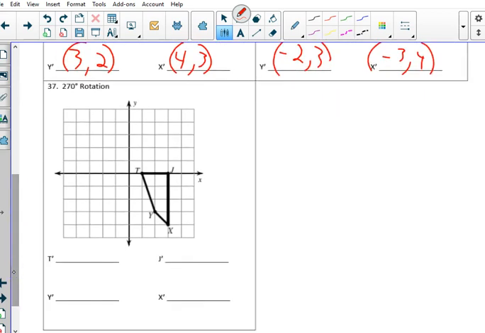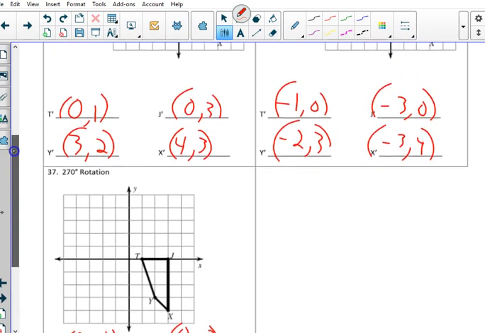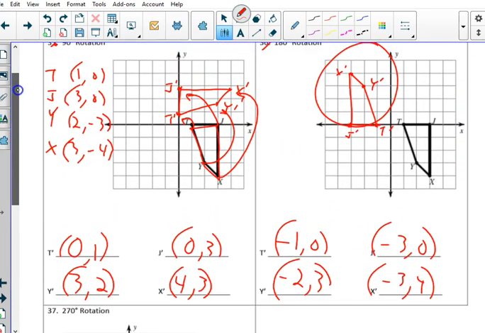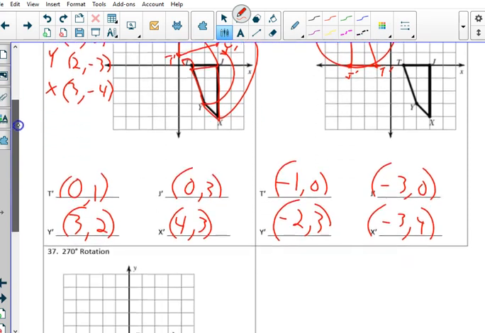270, we're going to start with the same points, okay, and we're going to rotate 270 degrees. Now this time, let's get down, let's talk about it. Look at the original points. So let's look at y and x, because those don't have zeros. So we had 2, -3.